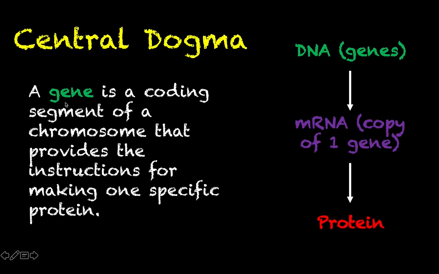So a gene, you've probably heard this term before, a gene is a coding segment of a chromosome that provides the instructions for making one specific protein. So there are roughly 30,000, give or take, genes that are found in the human genome across all 23 of our chromosomes. The idea is that each one of those genes provides the blueprints on how to make one protein, okay?